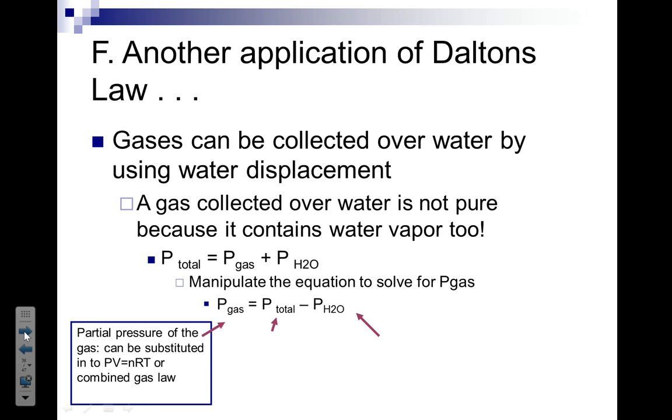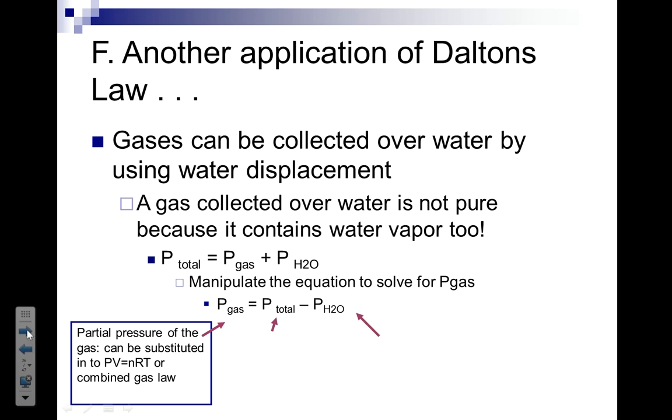P gas is the partial pressure of the gas that you collected using water displacement. So once you get your P gas, the partial pressure of your gas, you could then substitute that value into either the ideal gas law for the pressure or into one of the pressures for the combined gas laws. You just sort of have to analyze your givens and decide which gas law would be appropriate.